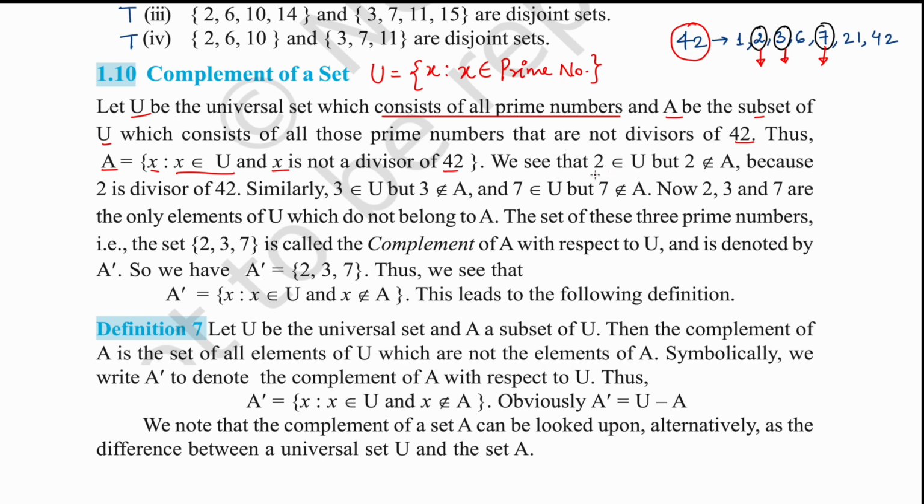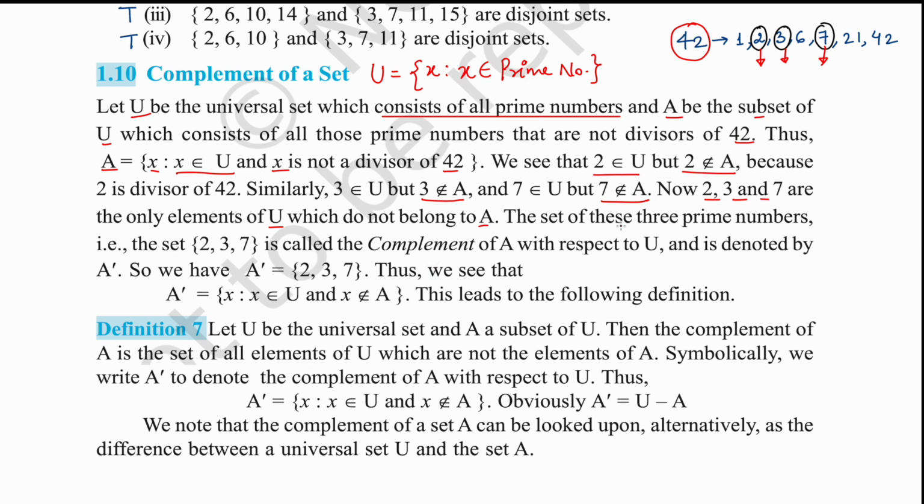Now here we see that 2 is an element of U, but 2 does not belong to A because 2 is a divisor of 42. So we do not want the set A to contain 2. Similarly, we do not want the set A to contain 3 and we do not want it to contain 7. So that means 2, 3, and 7, right? 2, 3, and 7 are the only elements of U which do not belong to A, right?